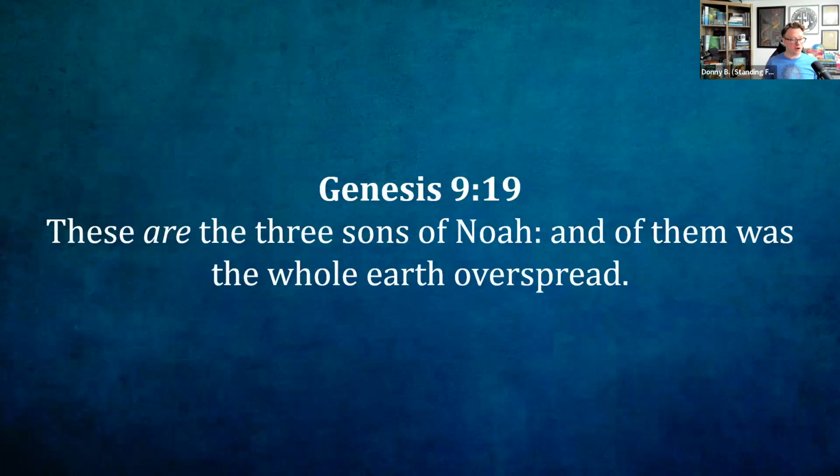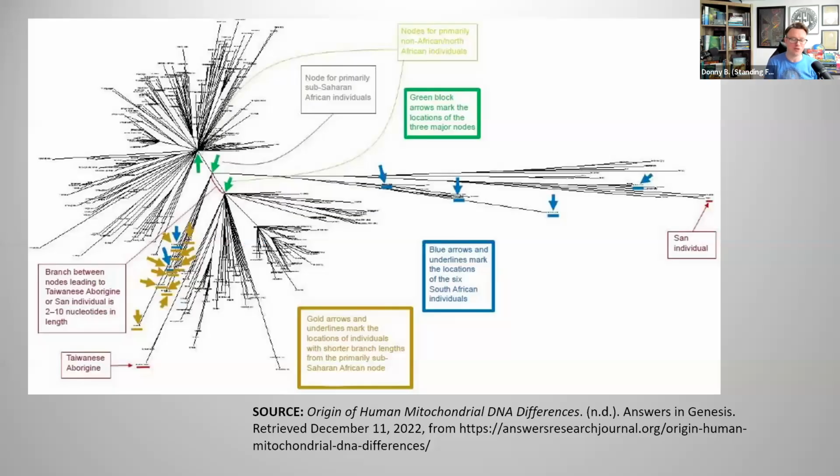And this is an important Bible verse. And the science, I think, is going to blow your mind that has confirmed this Bible verse. Genesis 9:19, after the flood bottleneck, 8 people. These are the 3 sons of Noah, that's Shem, Ham, and Japheth. And of them was the whole earth overspread.